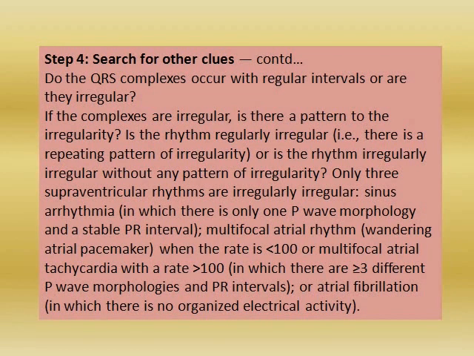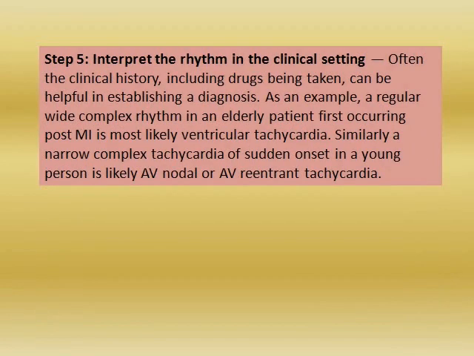Only 3 supraventricular rhythms are regularly irregular, that is sinus arrhythmia, in which there is only one P wave morphology and a stable PR interval. Then multiple atrial rhythm, that is wandering atrial pacemaker when the heart rate is less than 100, or multifocal atrial tachycardia with rate more than 100, in which there are 3 or more different P wave morphologies and a PR interval, or atrial fibrillation, in which there is no organized electrical activity. So that is the step 4.